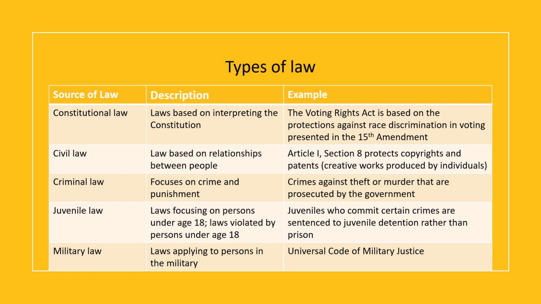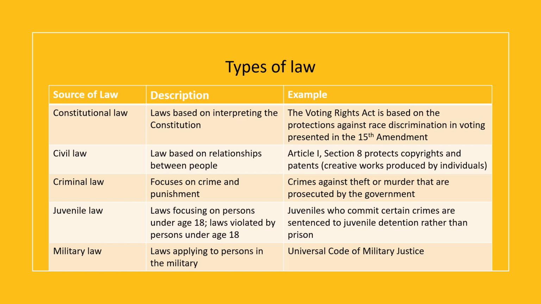Now we're going to look at different types of law. There are different types of law that end up being based on the basis for the laws. So the basis for the law plays a role in the development of the types of law. So first we begin with constitutional law. Constitutional law is laws based on interpreting the Constitution.